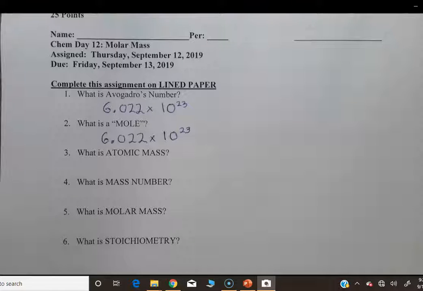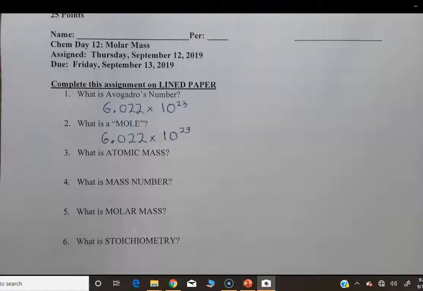Why this number? Well, that's going to be one of the things we answer in this lesson today. Why did they pick this number? Why not some nice round number like 1 times 10 to the 20th? That would be a 1 with 20 zeros behind it. That's a big number. Why couldn't they have chosen that? Well, we're going to find that out.